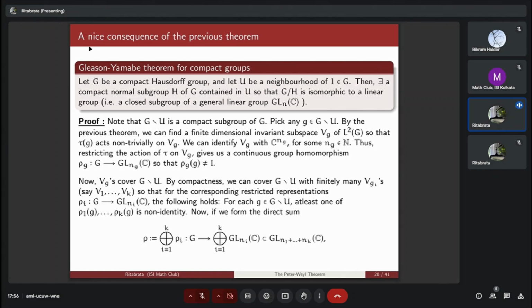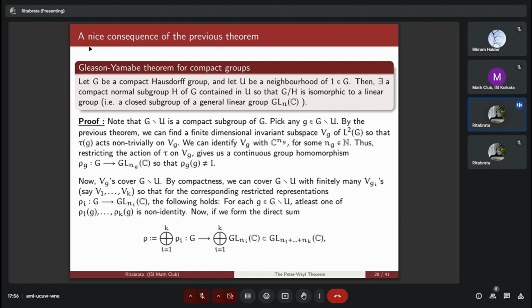An image of isomorphic means a continuous homomorphism, so the image of G mod H will also be compact, because it's the image of a compact set under a continuous map. So let's move to the proof. Since U is open, G difference U, that is G intersection U complement, is a compact subgroup of G, though a closed subspace of a compact space is compact.